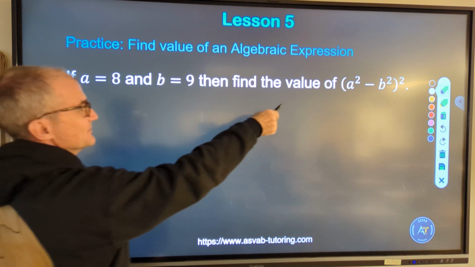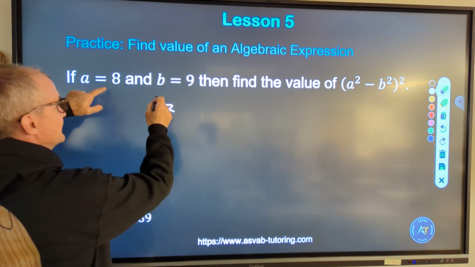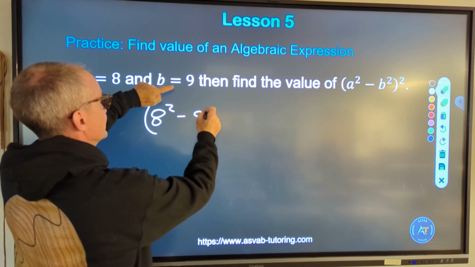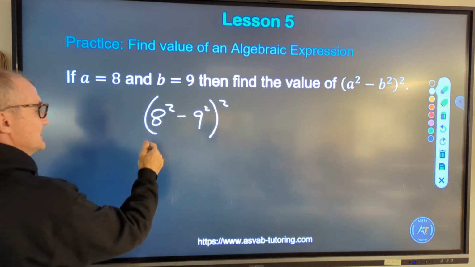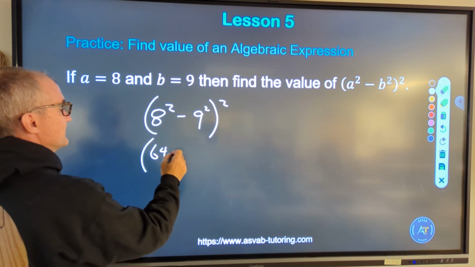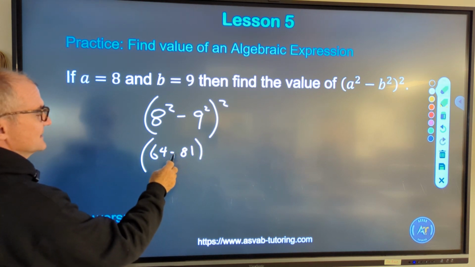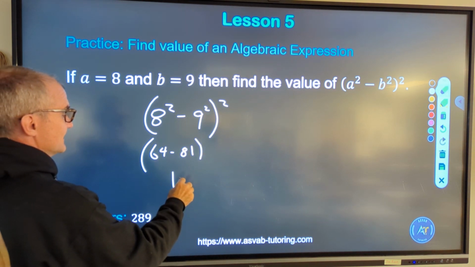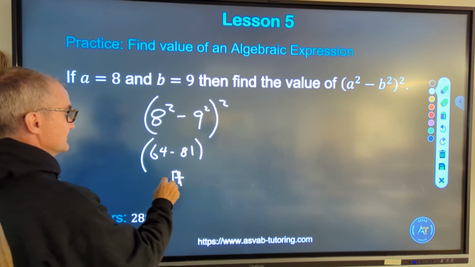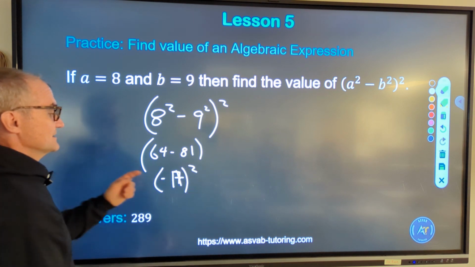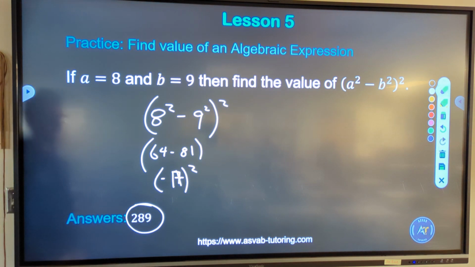All right, I have a squared minus b squared. a is equal to 8, so I'm going to have 8 squared minus b squared, and then that whole quantity squared. So I took that value for a and b, plugged them in. 8 squared is 64 minus 9 squared, 81. 64 minus 81 is -17. -17 squared, -17 times -17 gives me that 289 right there.